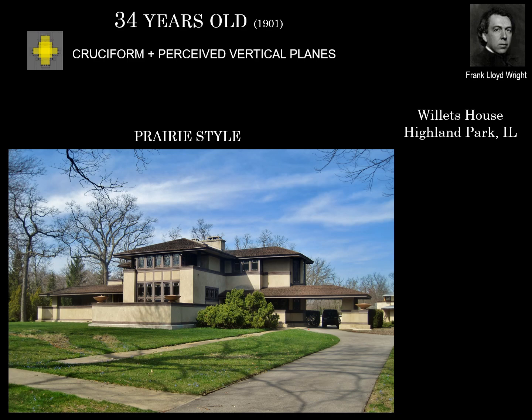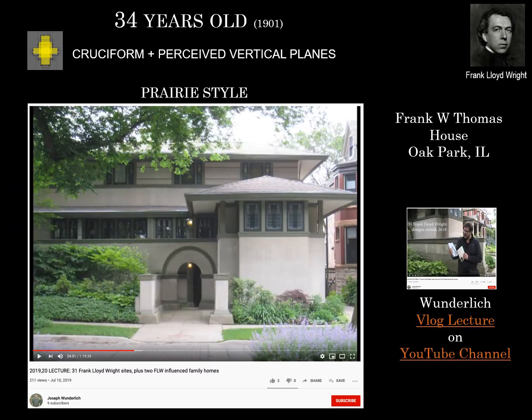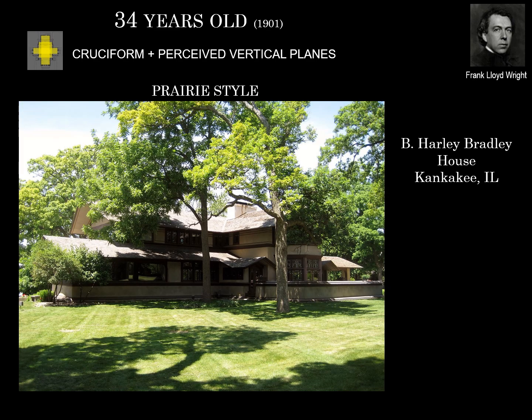Here is the first of three designs, often cited as the very first of Frank Lloyd Wright's Prairie-style homes. This is the Willits House in Highland Park, Illinois, a suburb in the northern part of Chicago. This is in Oak Park. This is the Frank W. Thomas House. You can see it in my video log. And the third is the B. Harley Bradley House in Kankakee, Illinois, south of Chicago.